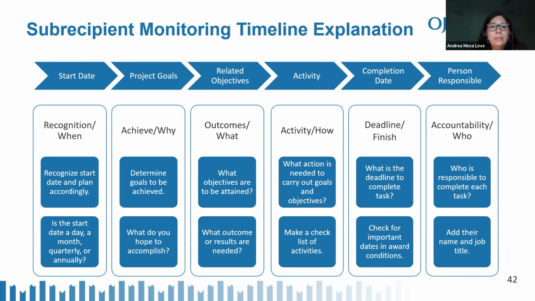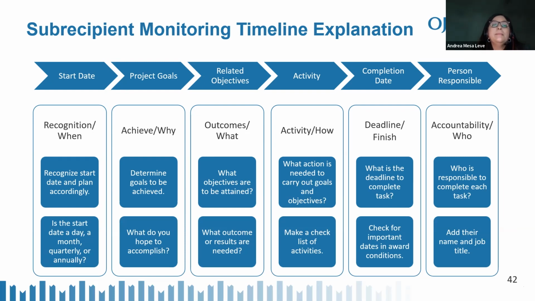And then in the last column is who's the person or persons responsible to complete this task. So here, this is important because you want to put who's held accountable to complete that goal, that task, that activity. And you want to add their full name and job title. So it could also be multiple people, because there might be multiple people working on one goal or task. So here is where you can hold that person accountable to getting that activity completed.